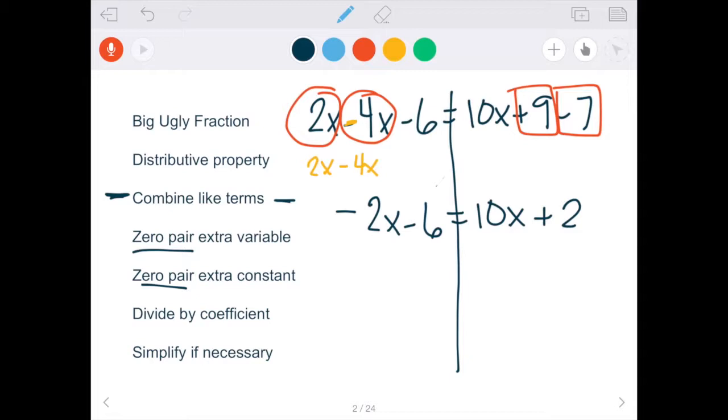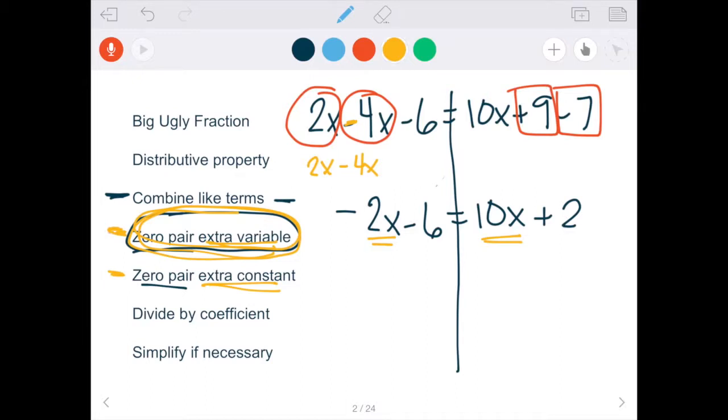While we're here in this spot, let's go ahead and talk about our extra variable. A lot of students at this point get tempted to zero pair the 6 or zero pair the 2, but you don't want to do that first, because what you want to do is notice that you have two variables, one on the left and one on the right. And in that case, you need to zero pair that first. There is a reason that zero pairing the extra variable comes before zero pairing the extra constant. You really, really, really need to do this first. This is going to become important in algebra next year.